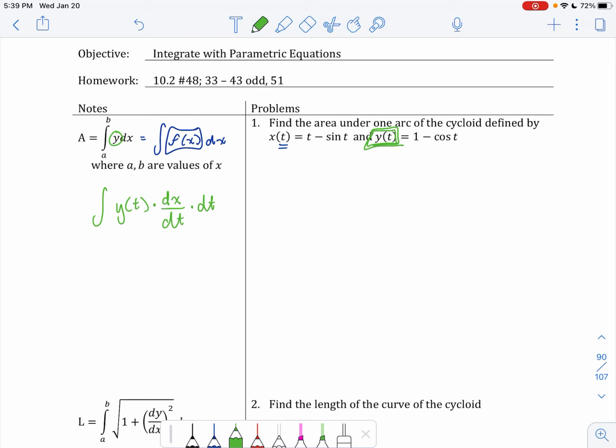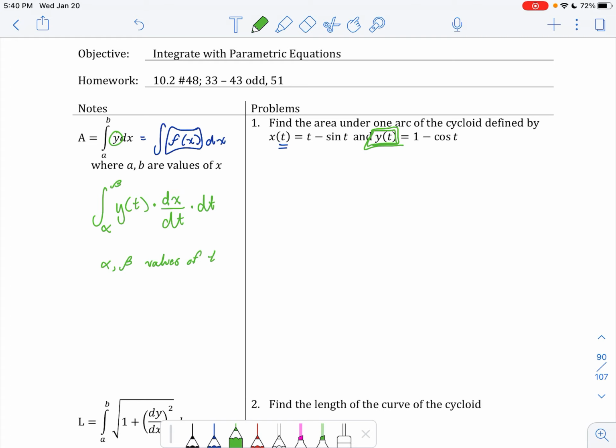And then dt again. Leibniz notation is really helpful here, because then those cancel out, leaving behind our dx, which is what we want. But then we can integrate in terms of t, which is the actual variable we're using. And it also allows us to leave our bounds, alpha and beta, as values of t, which is really helpful there.